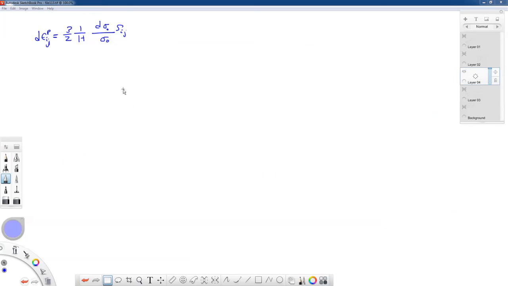Alright, now if we interpret this plastic tangent modulus as a slope, we can rewrite 1/h as d epsilon p by d sigma naught. And then on the top we have the d sigma naught over sigma naught Sij. And as first order increments, we can then rewrite this as 3/2 d epsilon p over sigma naught Sij.